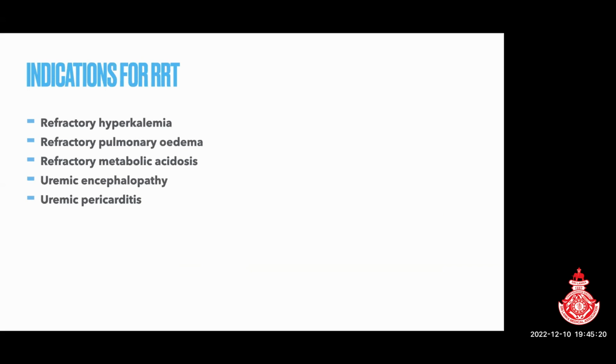So when do we actually offer patients renal replacement therapy? It's when our medical management is not effective in managing the complications. Because remember, it's not going to cure the AKI, right? So it's only going to help us manage the complications. So refractory hyperkalemia, refractory pulmonary edema, refractory metabolic acidosis, and uremic encephalopathy, uremic pericarditis.